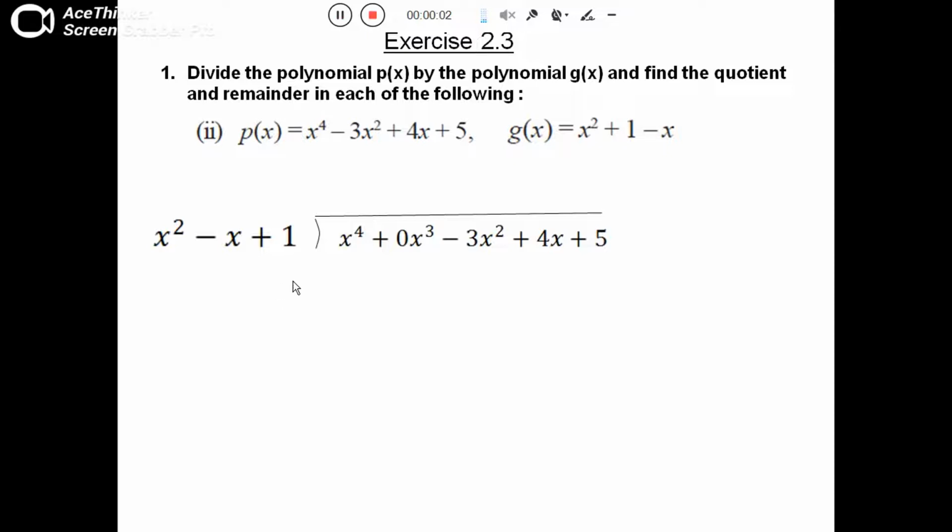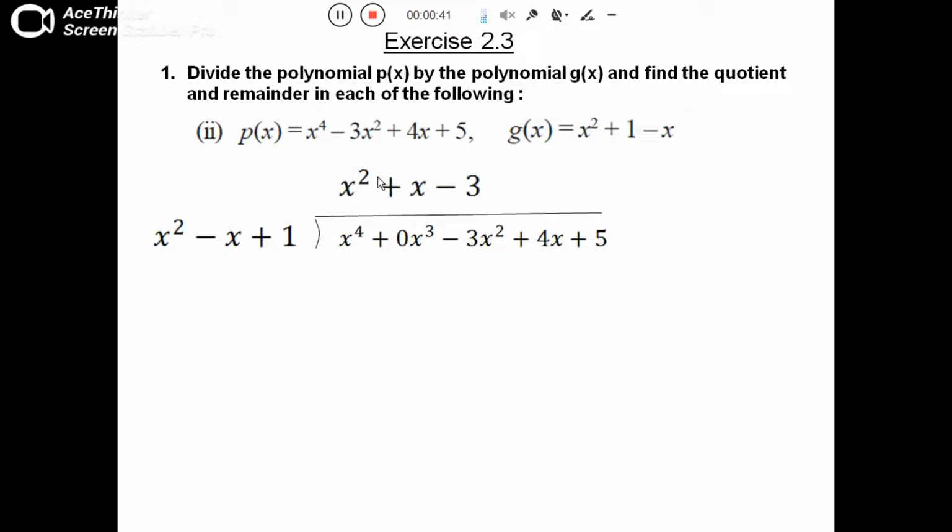Now let us start the division. As dividend and divisor we have written in the powers of the descending order. Okay. So let us start the division. In the division, you have to see the first term of dividend and the first term of divisor. First term of dividend is x raised 4 and the first term of divisor is x square. So this x square multiplied by x square, you will get x raised 4. So your first quotient will be x square.